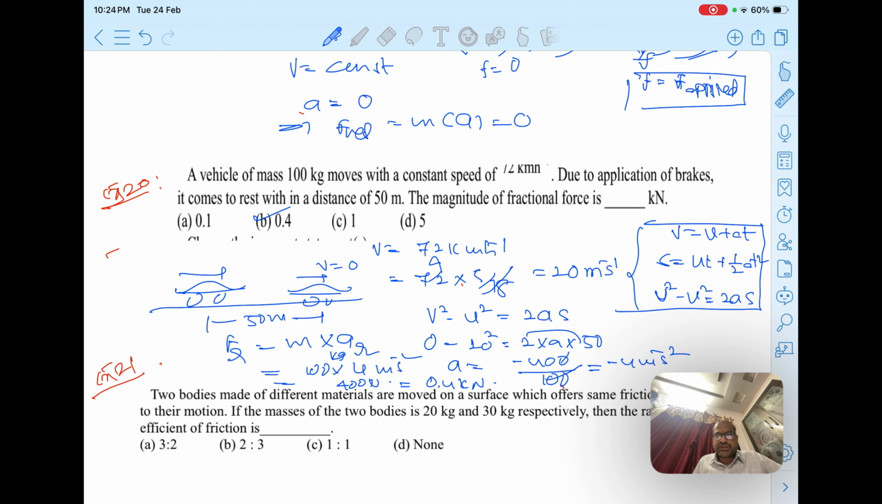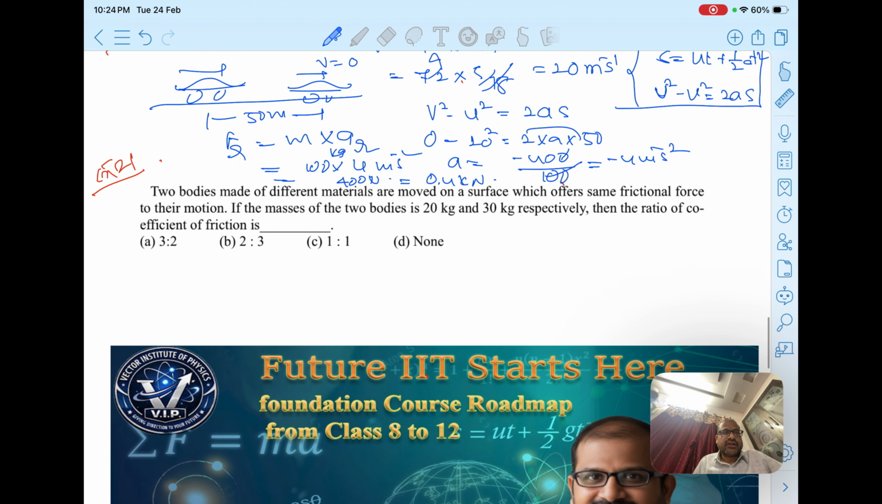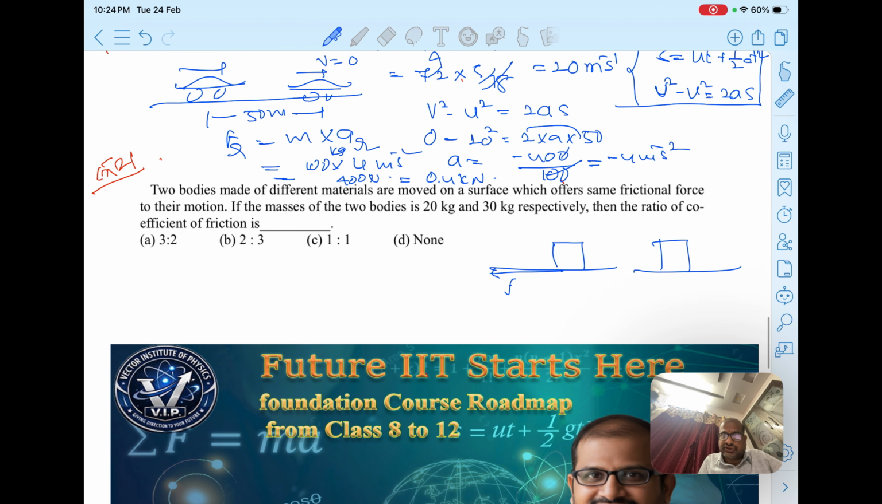So this is based on the equation of motion, uniform acceleration, and the opposing force, net force formula concept. Next, students: two bodies made of different materials are moved on a surface which offers the same frictional force. Bodies made of different materials are on the same surface, and they offer the same frictional force. The mass of the first body is 20 kg, and the mass of the second body is 30 kg.